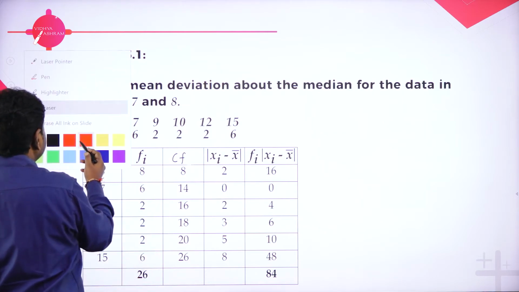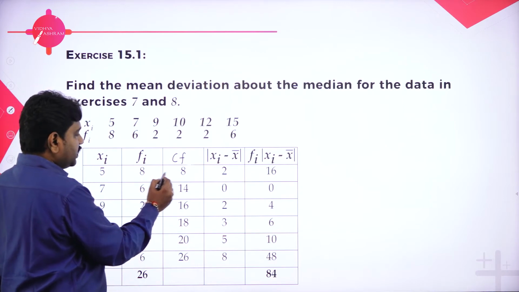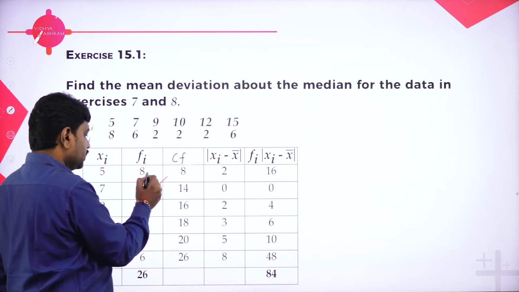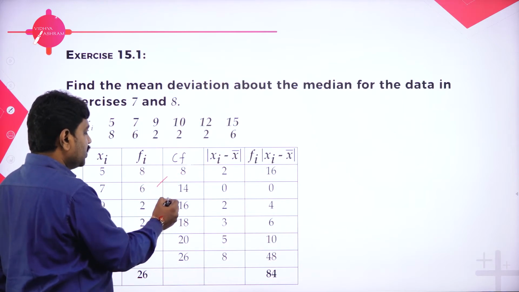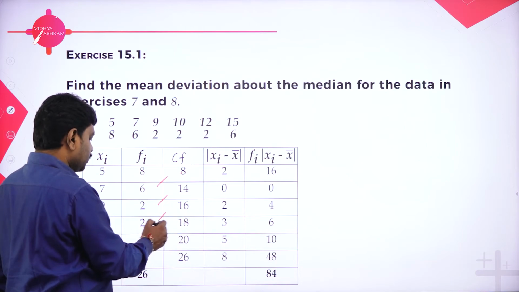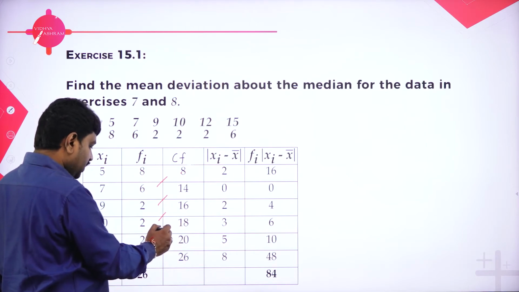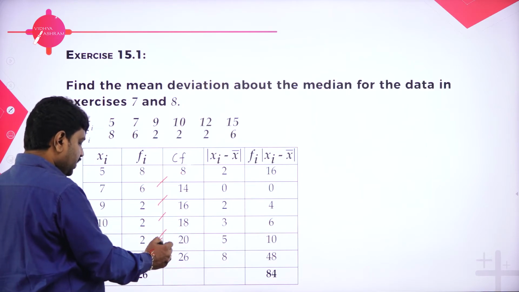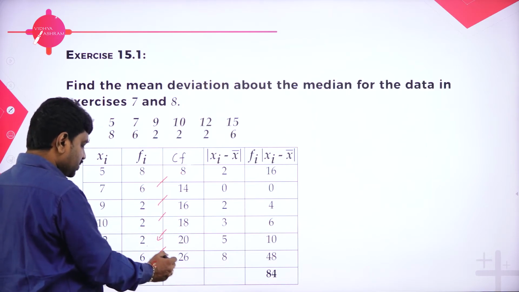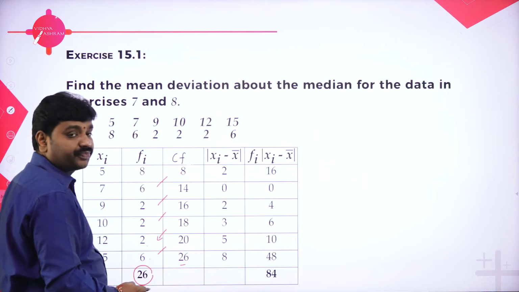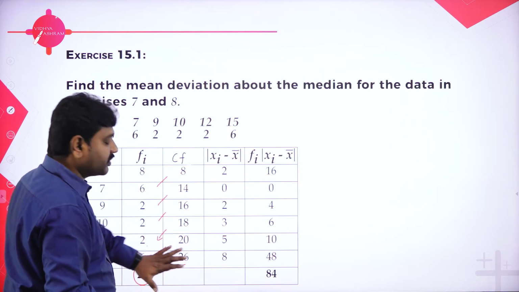See, cumulative frequency means what? We should add. So, what is first one? You write 8. Now, add this diagonally. 8 plus 6 is 14. Then 14 we have. Add 14 to this. 14 plus 2, 16. Then 16 plus 2, 18. Next element you add. 18 plus 2, 20. For 20 you add next, 20 plus 6, 26. And sum of the frequencies and last entry should match. So, now we have done cumulative frequency.